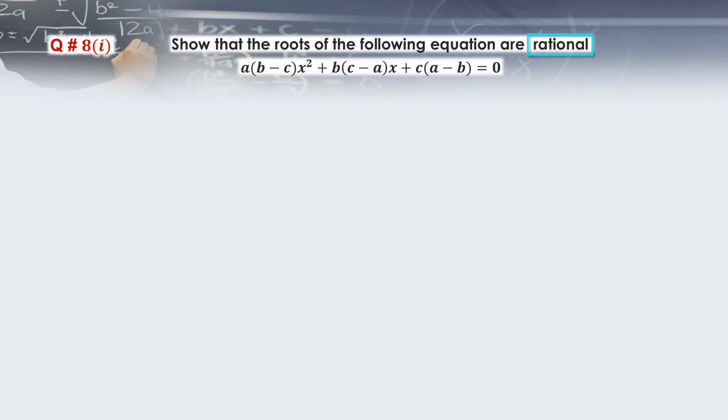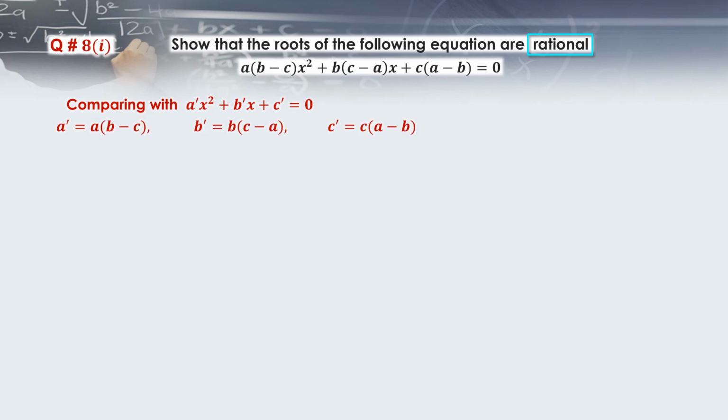So again we need to introduce a prime, b prime and c prime here for the coefficients of the standard quadratic equation. Now comparing it with the standard equation a prime x squared plus b prime x plus c prime is equal to 0, we get the values as a prime is equal to a into b minus c, b prime is equal to b into c minus a, and c prime is equal to c into a minus b. Now we'll find the discriminant and we'll show it is a positive number and a perfect square, which is the required condition for the roots to be rational.